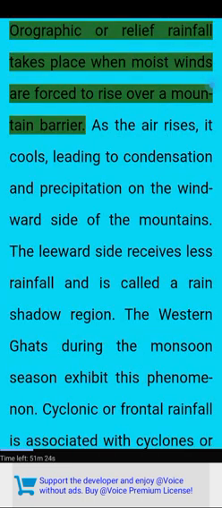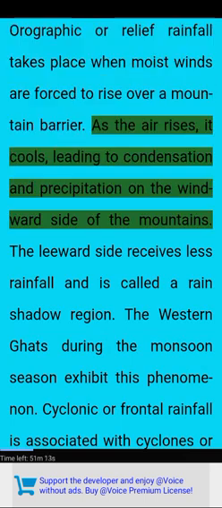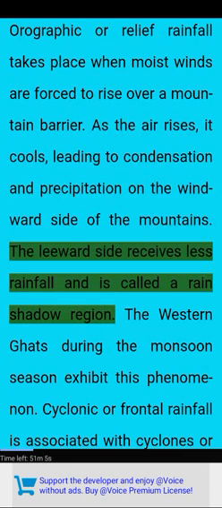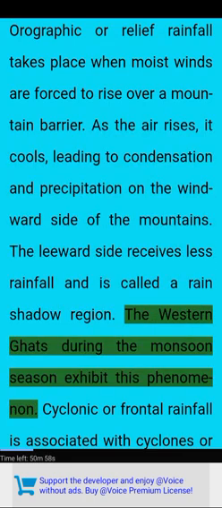Orographic or relief rainfall takes place when moist winds are forced to rise over a mountain barrier. As the air rises, it cools, leading to condensation and precipitation on the windward side of the mountains. The leeward side receives less rainfall and is called a rain shadow region. The Western Ghats during the monsoon season exhibit this phenomenon.